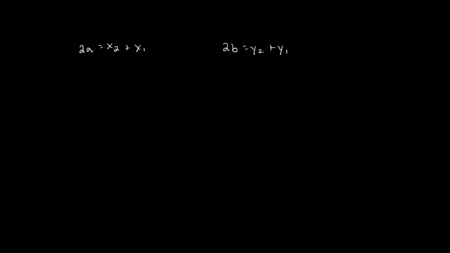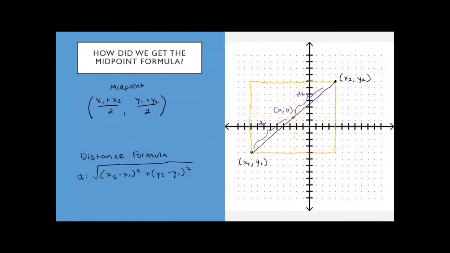And then all I need to do is divide both sides by 2 to figure out that a is x2 plus x1 over 2, and b is y2 plus y1 over 2. And those are the values of our ordered pairs here. That's the midpoint. And it's basically the same. I just have the x2 first, but it's the same thing.